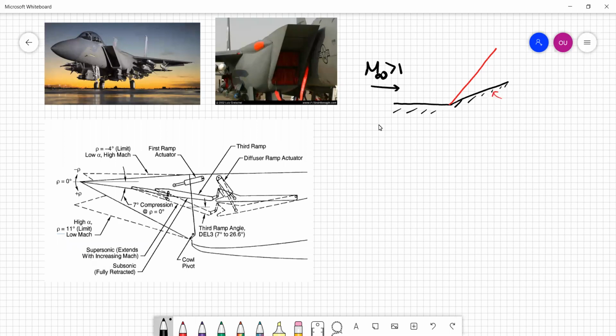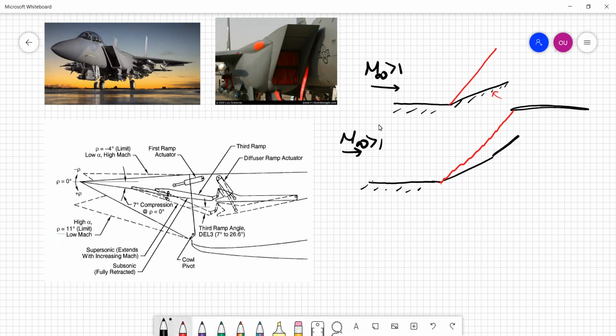Okay, so what we do is, if the aircraft is flying supersonically, then the intake is designed such that this is, let's say, the outer edge of the inlet. First, we generate a series of oblique shock waves. Let's say in the first ramp, this is an oblique shock wave generated here. Generally, we have a second ramp in this aircraft.